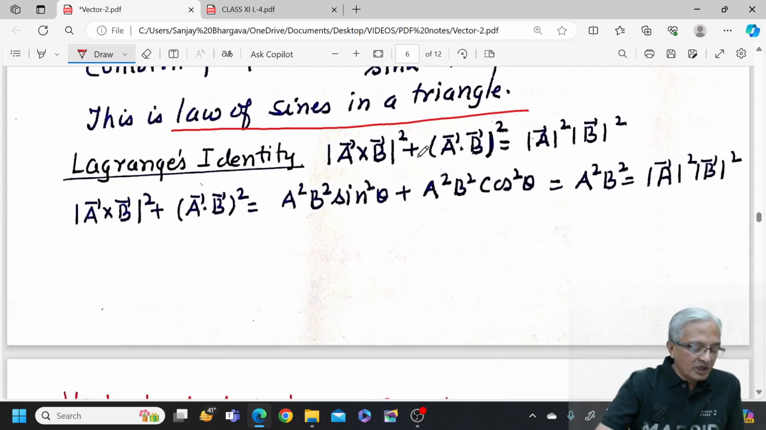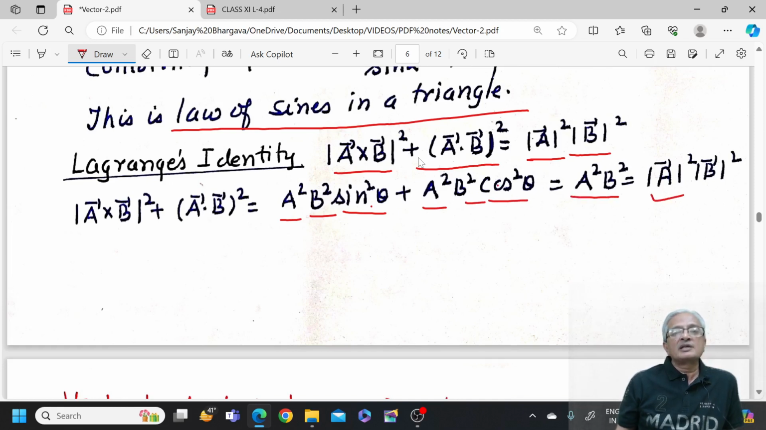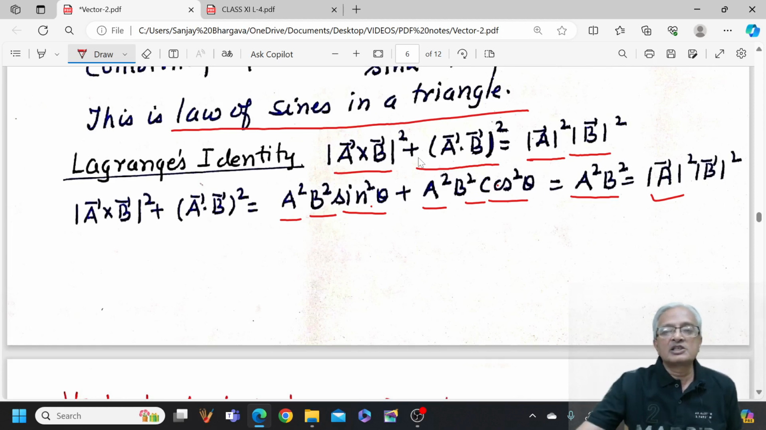Then there is something called Lagrange's identity. What does it say? Magnitude of A cross B whole square plus A dot B whole square would be equal to magnitude of A square into magnitude of B square. Let's prove it. A cross B whole square plus A dot B whole square would be A square B square sine square theta plus A square B square cos square theta, and sine square plus cos square would be 1. So this would be A square B square, which can be written as magnitude of A square into magnitude of B square.